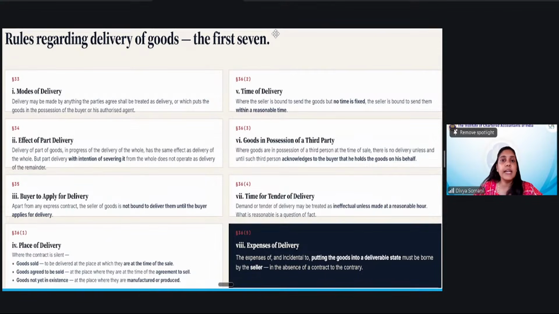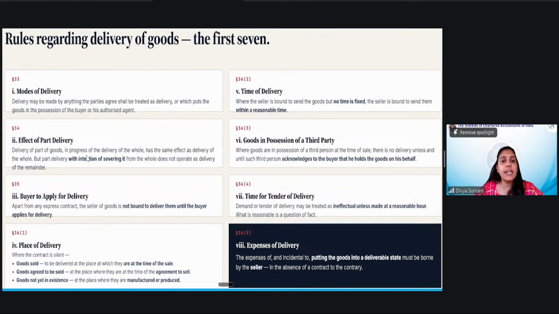Here it is, rules regarding delivery of the goods. So first is regarding the mode of delivery. Delivery may be made by anything as between the parties. Let me read it out. Delivery may be made by anything the parties agree shall be treated as a delivery, or which puts the goods in possession of the buyer or his authorized agent. So anyhow the possession changes from seller to buyer, howsoever it has taken place, that is simply known as the goods have been delivered. Whether the goods have reached the buyer or his authorized agent, maybe the carrier also is his authorized agent only, because he now has the goods.